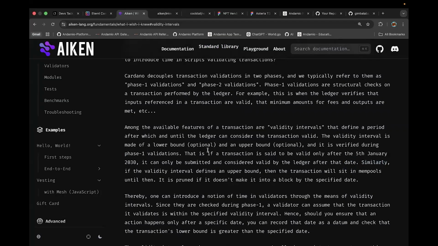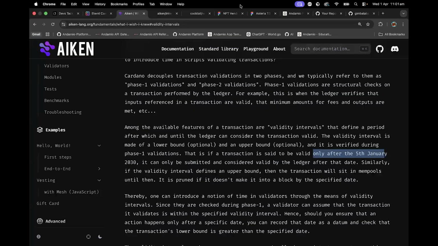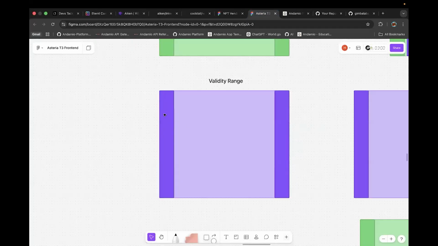Wait, I want to read this one more time. So if it is valid only after, okay, so they're basically saying the lower bound is 5th January in this case, correct? Yeah, this is 5th January. Okay, cool.